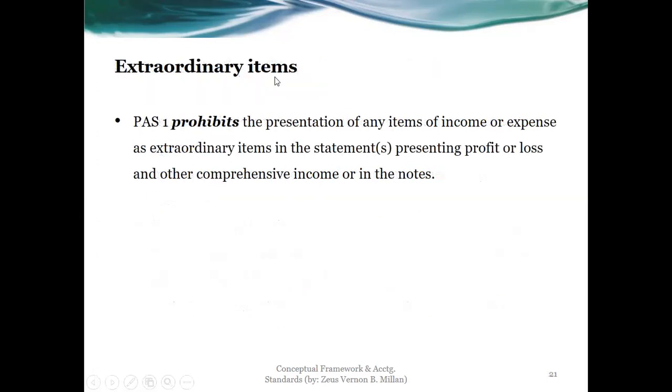Next, for extraordinary items, there is no more extraordinary in PAS 1. Prior to this, like probably in US GAAP, there was a provision about extraordinary items, most especially losses stemming from fortuitous events or acts of God, situations beyond the control of human beings like earthquake, volcanic eruption, flood, typhoon, etc. So these situations would result in losses, especially for the assets.